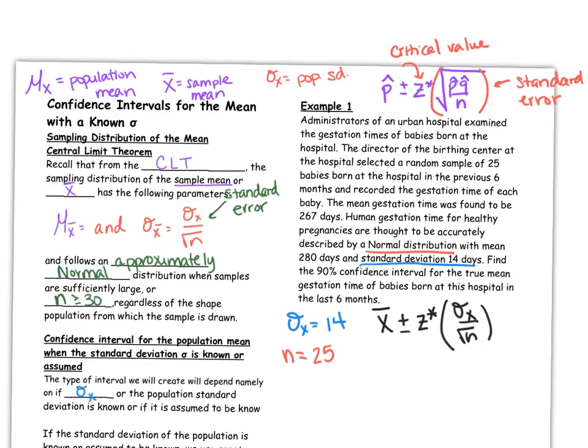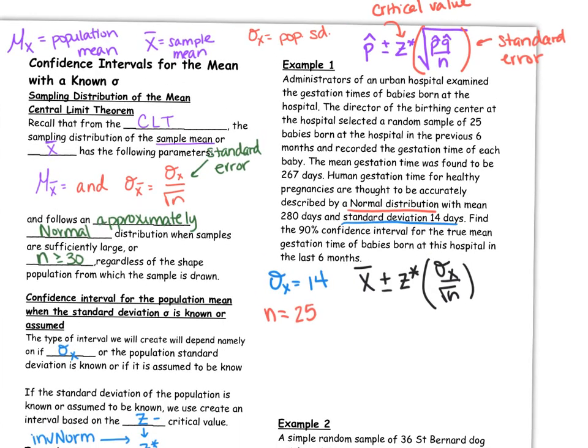So here we go. In this problem, here's what you're looking for. You need a mean. Did they give me a sample mean? They actually give me two means, by the way. What are the two means they give me? The mean gestation time was found to be 267 days for a sample of 25 people. They also give me the population mean, which is 280.